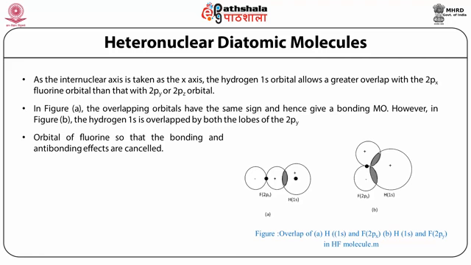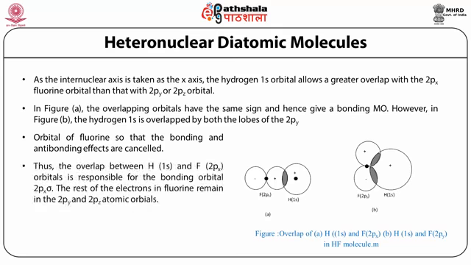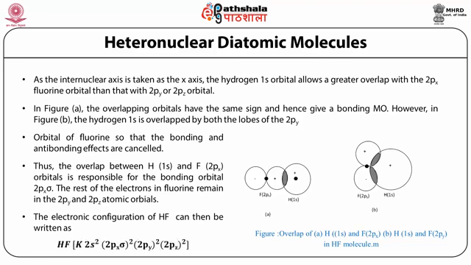We are talking about the HF molecule, H 1s and F 2px, or H 1s and F 2py. The overlap between H 1s and F 2px orbitals is responsible for the bonding orbital 2pxσ. The rest of the electrons in fluorine remain in the 2py, 2pz atomic orbitals, and the electronic configuration of HF is written as K 2s² 2pxσ² 2py² 2pz².